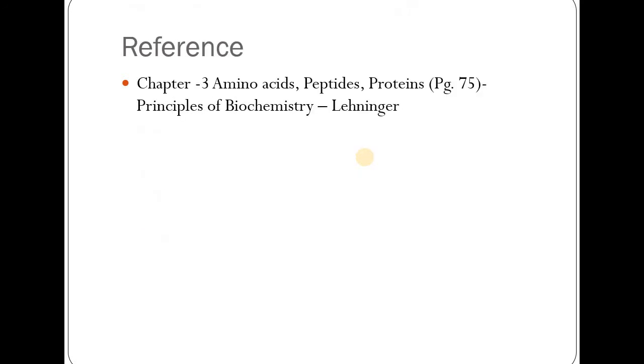Okay, so the reference for this topic which I have taken is from Lehninger, and this topic is in the 3rd chapter of this particular book, Principles of Biochemistry. Okay, so with this we come to the end of this classification of amino acids. So in the next class we will move on to discuss the properties of amino acids. Thank you.